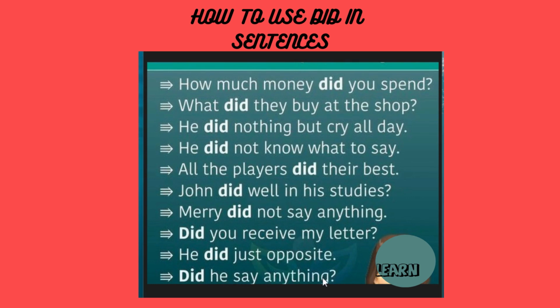And next one, did he say anything? This one is interrogative. Someone is asking about another person, a third person. Did he say anything? Wanted to know what the person said or not. In the past time, did he say anything about some matter or something? So this person wanted to know whether he said it or not. Did he say anything?